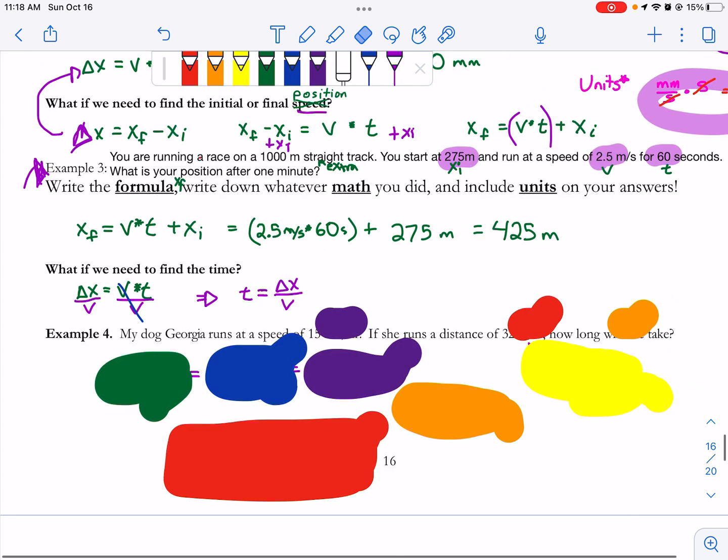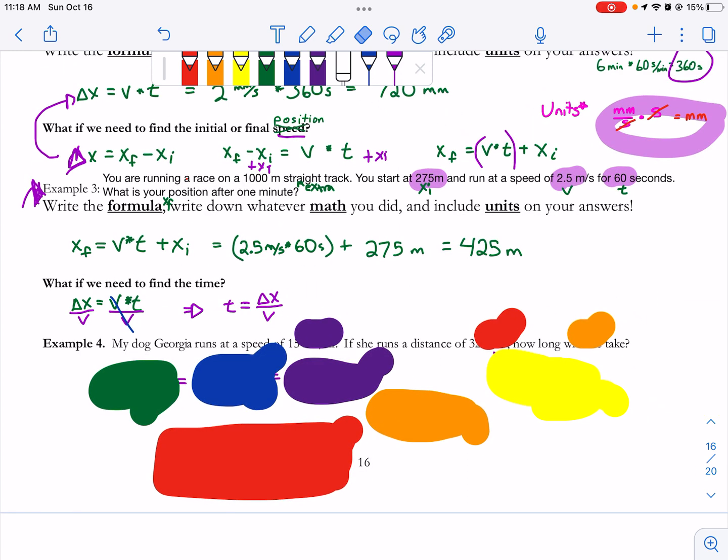So in my example question here, I have my dog Georgia, who is currently sitting on my bed asleep. She runs at a speed of, she's looking at me now, she says, what? I want to go outside.